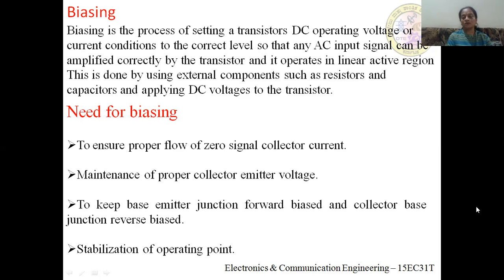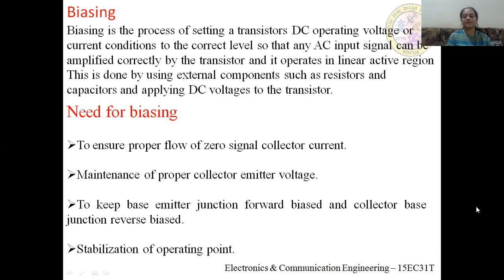So how are we going to apply DC voltages? Either we may use resistors, so the voltage drop across the resistor acts as a DC voltage, or we can use capacitors, or we can apply a direct DC voltage to the transistor. So using external components such as resistors, capacitors, and DC voltage, we can set a DC operating voltage to the transistor.